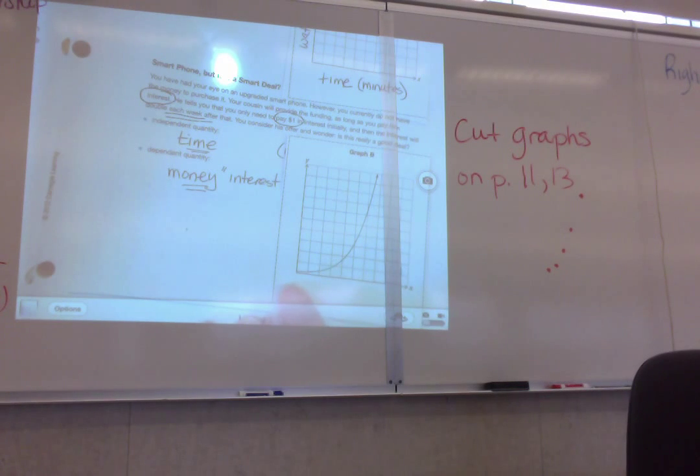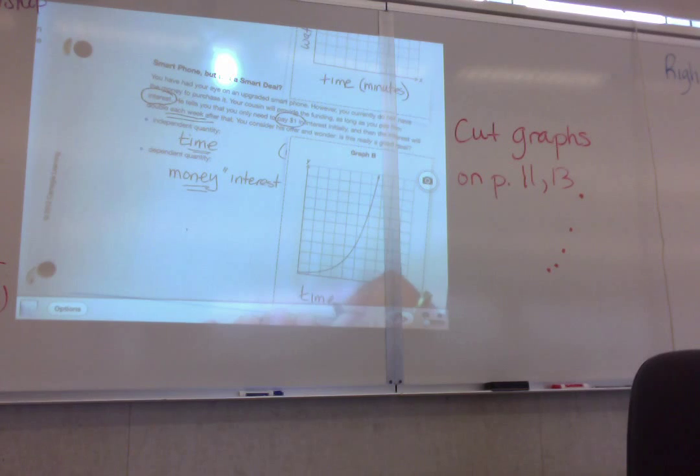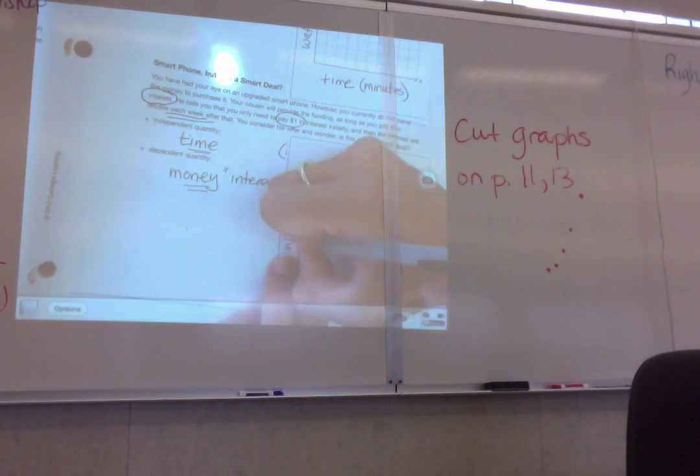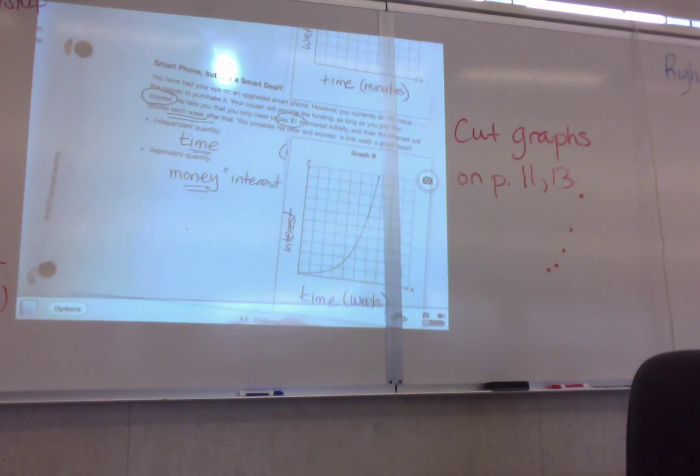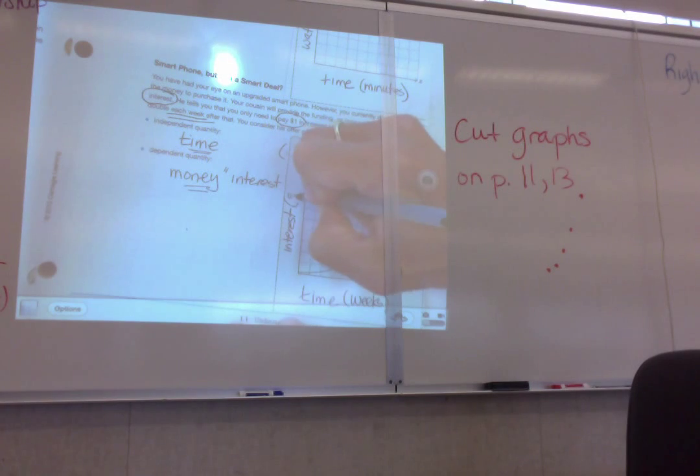Myra, what's going to be along the bottom? Time. The independent quantity goes along the bottom. This time, time's being measured in weeks. The interest or money is going along the y-axis, measured in dollars.